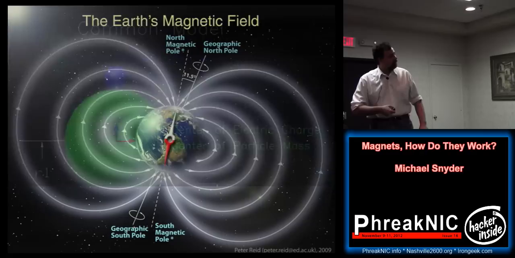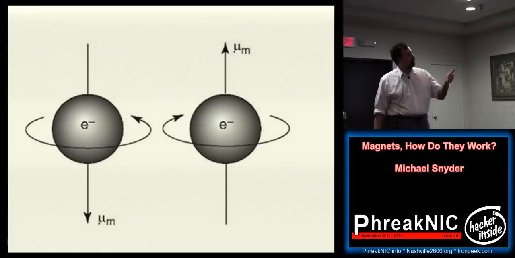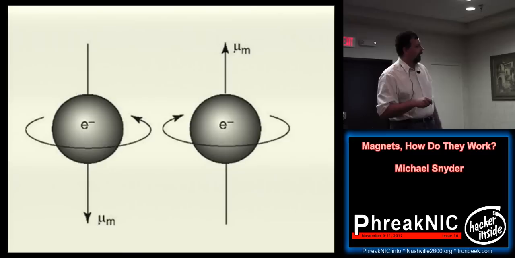Okay. Now, let's jump to quantum mechanics. This is an electron in quantum mechanics. On the left-hand side is spin down. On the right-hand side is spin up. Notice that they don't have a magnetic field here. They don't have a North Pole and a South Pole. What they have is mu, which is a magnetic moment. Now, what happened to these poles? Well, nothing happened. They're still there.